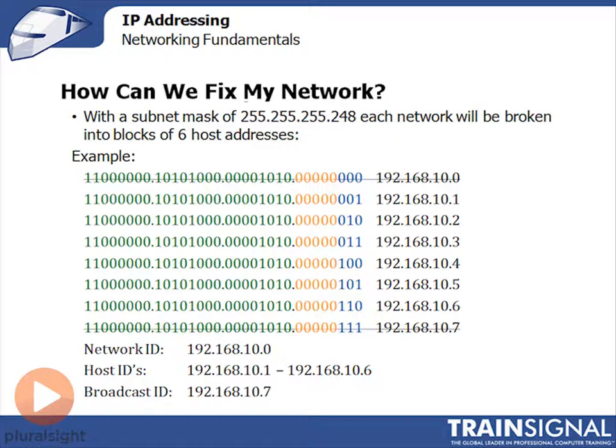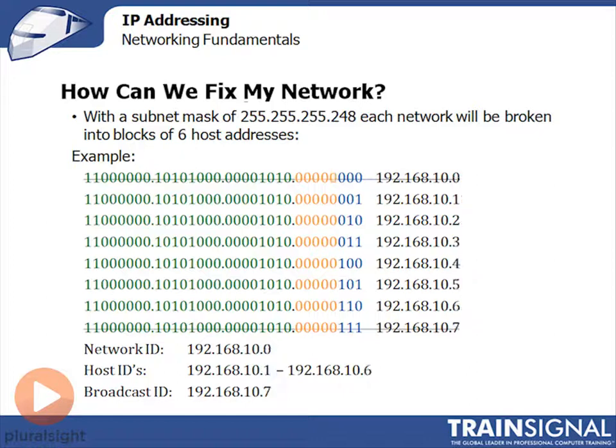If I went to the next set, right, meaning I change the subnet portion of the ID to 00001, and then again we do our 8 choices with the host ID, you end up with a network ID of 192.168.10.8. The valid 6 hosts would be 10.9 through 10.14, and the broadcast ID is 10.15. And we could continue on and on through all the different subnets that are available.